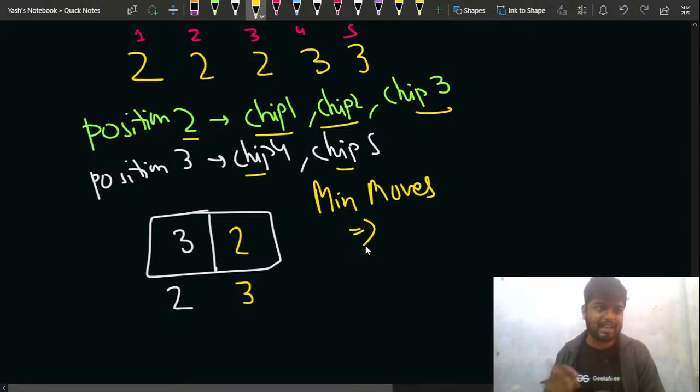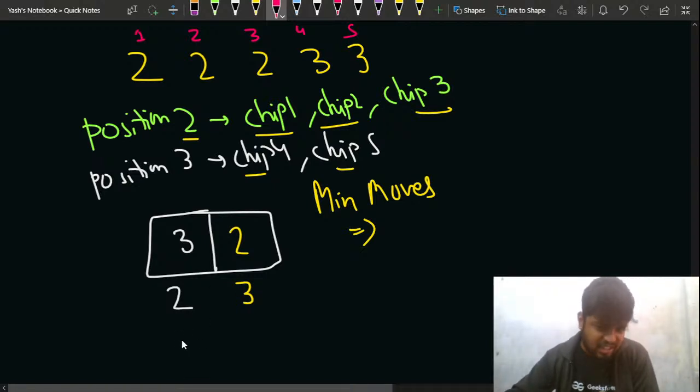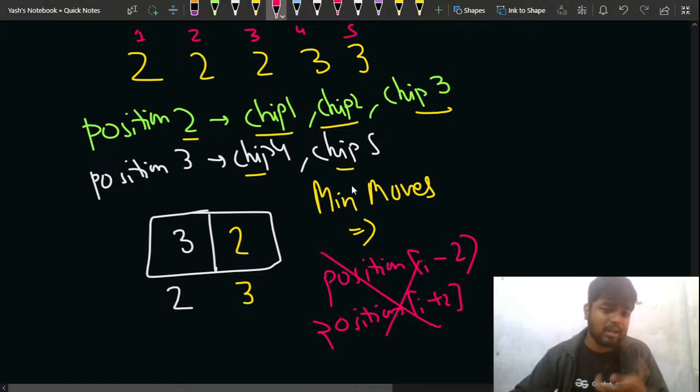I can move at a cost of 0 to position i minus 2 or position i plus 2, or I can pay a cost of 1 for each move to go to position i minus 1. Okay, you are saying 2. Why does that happen? Since one is even and one is odd, I cannot apply the operation of i minus 2 or i plus 2, because in that case they will never come to the same position.